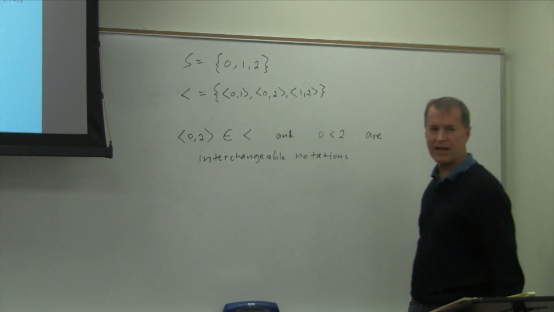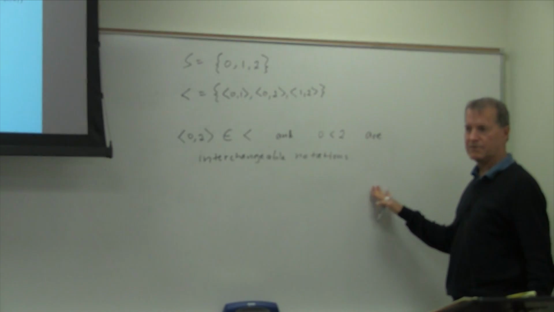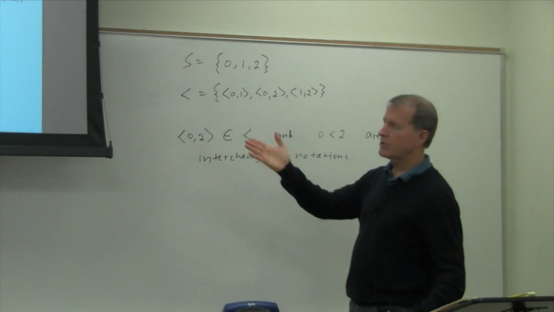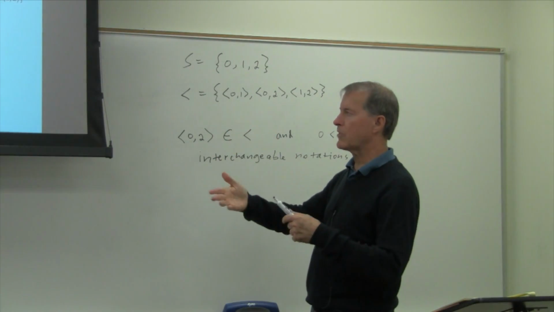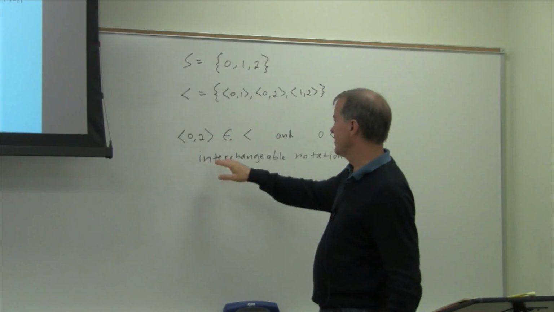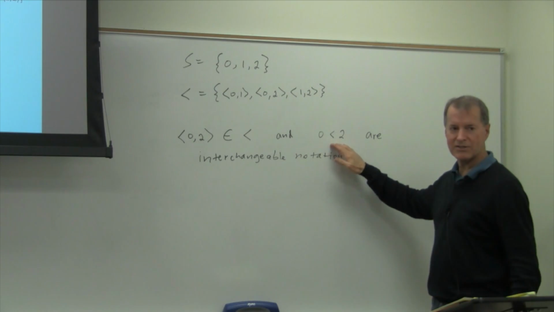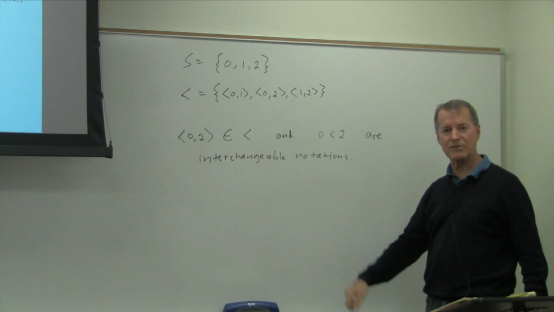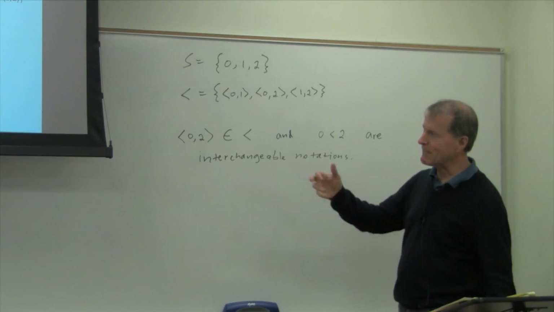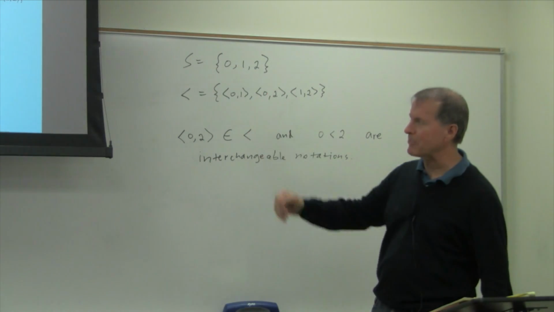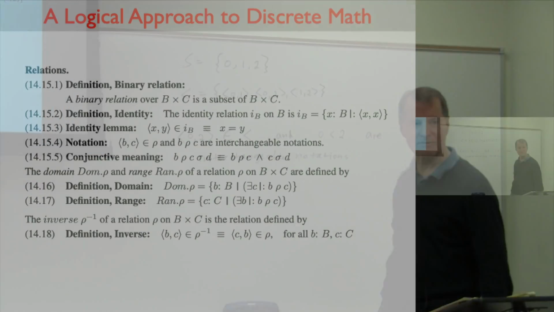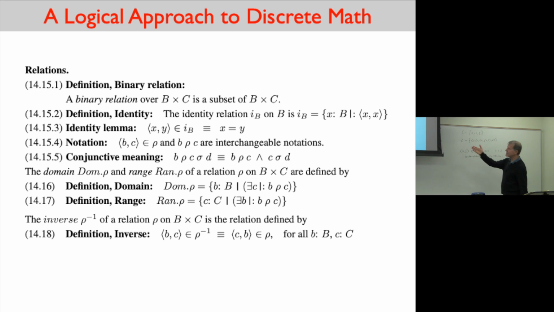Now, does everybody see how that works? Sometimes when you prove a theorem, we use this notation, and sometimes we use this notation. And you have to be able to switch back and forth. So just to make it explicit, I put it up there as a separate thing, interchangeable notation. Now let's take a look at 14.15.5.